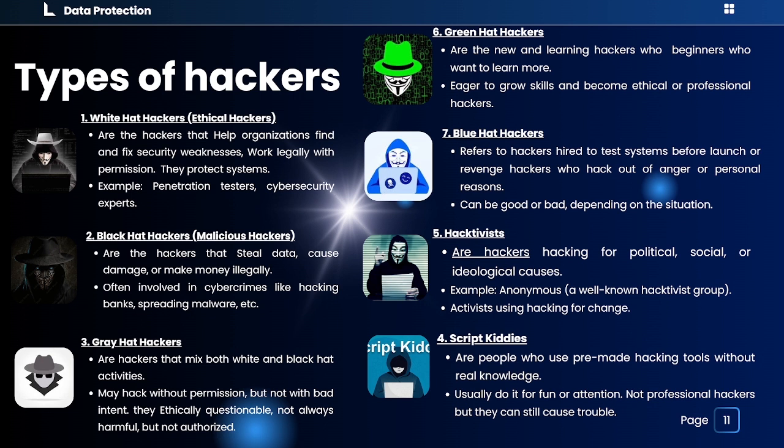Number 1. White hat hackers or ethical hackers. They are hackers that help organizations to find and fix security weaknesses. They work legally with permission and are often hired by companies or governments. Example, penetration testers and cybersecurity experts.